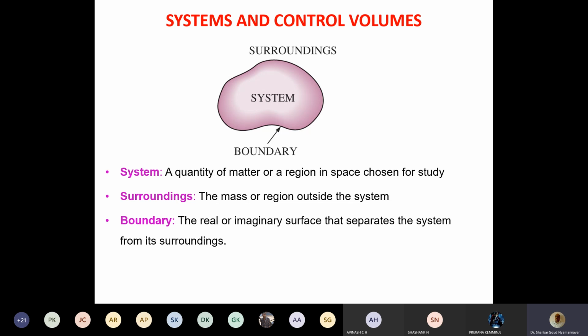The surrounding is the atmospheric air. The balloon becomes a boundary between the air and the surrounding, like that. So a boundary can be imaginary or real. Both are possible. So these terms, just rehearse them, go through any book. System, boundary, and surrounding, you should be thorough with the definitions of these things.